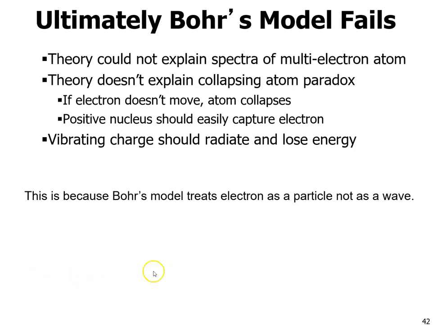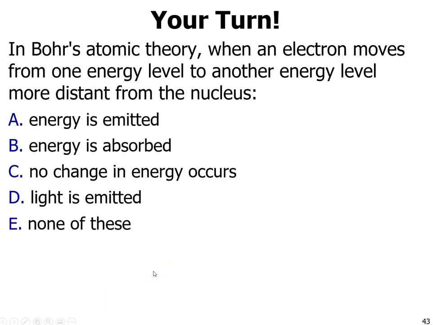So finally, I want you to think about this. For Bohr's atomic theory, when an electron moves from one energy level to another energy level more distant from the nucleus, which of the following statements is going to be true? So post this in our Blackboard space, and this concludes this part, and then we're going to go into more discussions of electrons and energy and how they change their shape, how they act more like a wave.